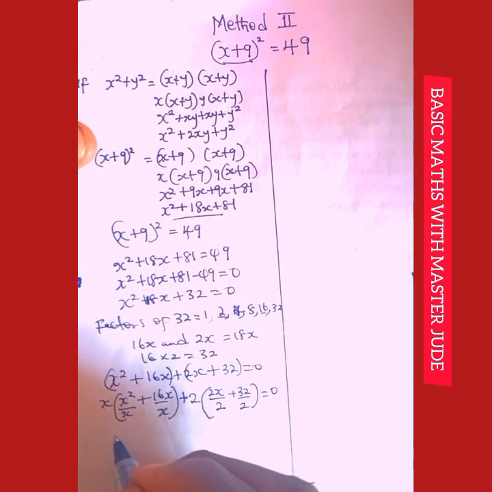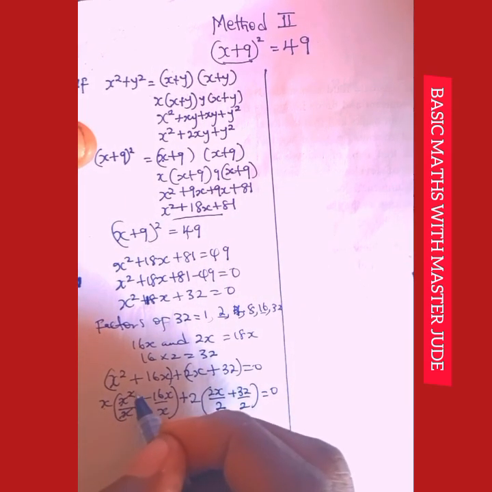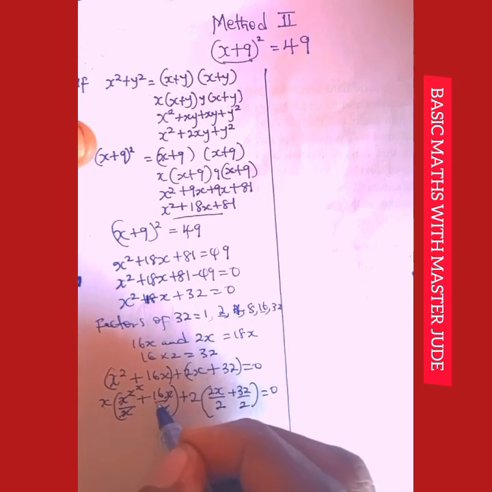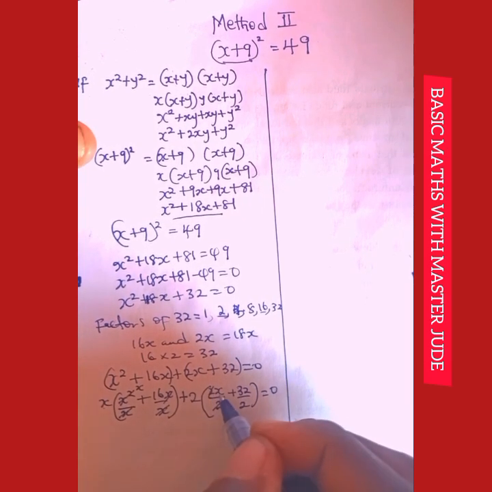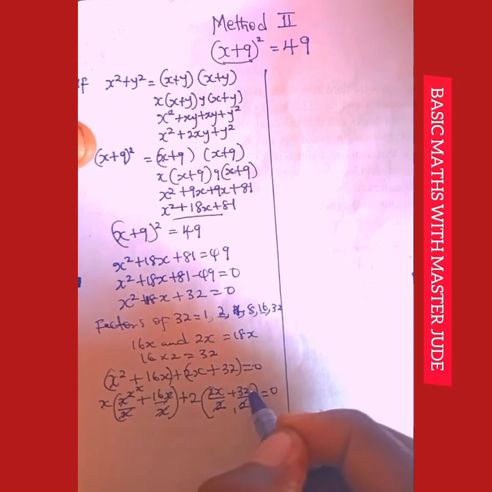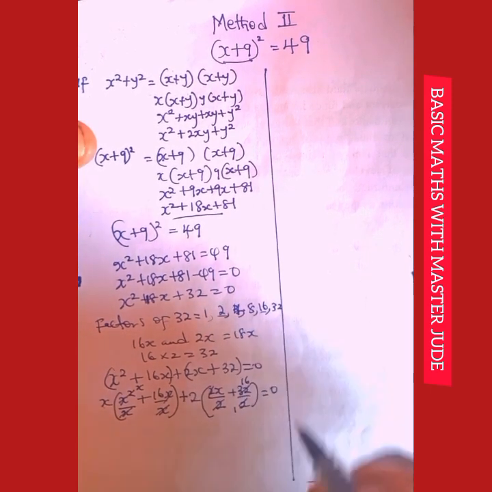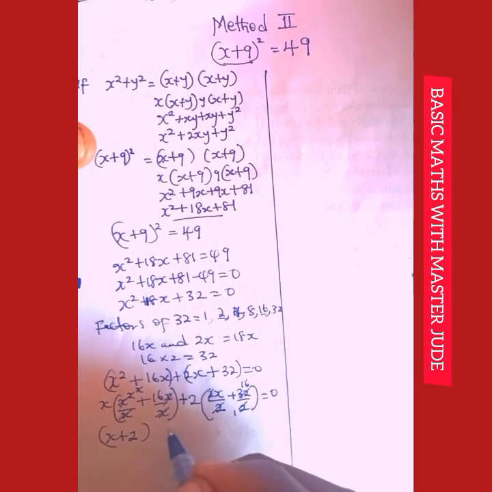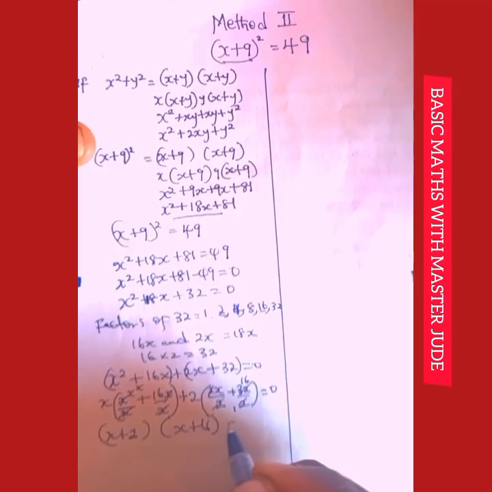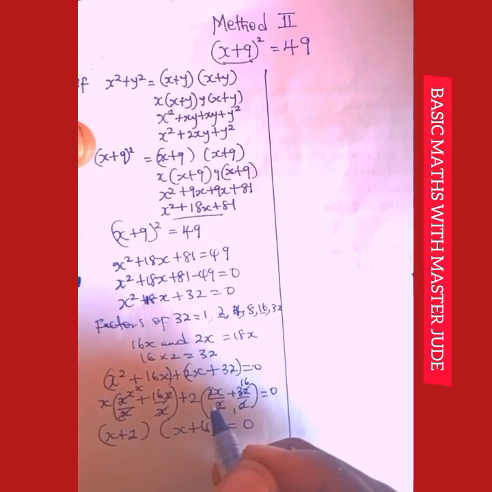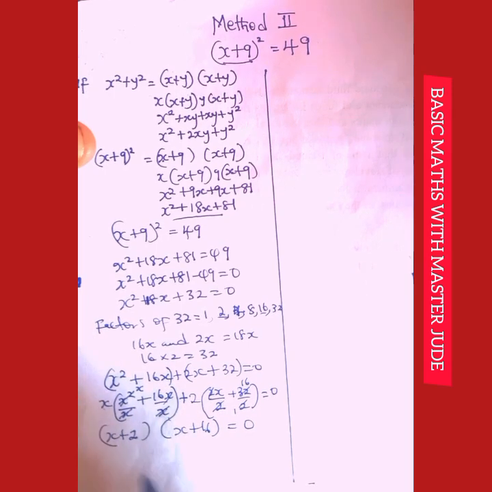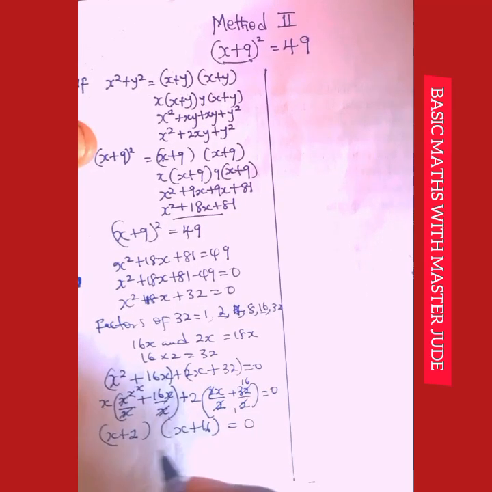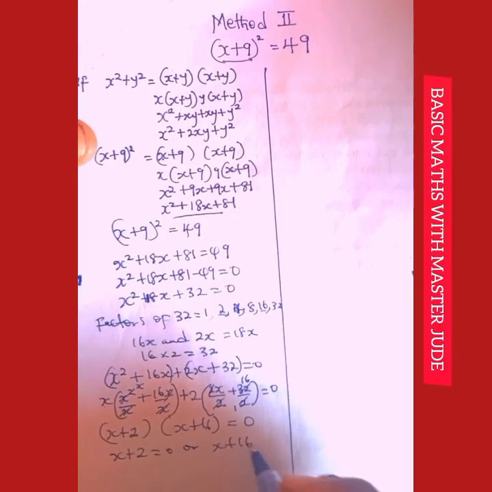Then let's cancel. x will cancel x² to give me x, x will cancel x and I'm left with 16. 2 will cancel itself and I'm left with x, 2 dividing itself is 1, and 2 dividing 32 is 16. So outside the bracket, I have x + 2, bracket x + 16. Now we have x + 16 on both brackets, so we'll just pick one since they're the same. Since (x + 2)(x + 16) = 0, this is just telling us that x + 2 = 0 or x + 16 = 0.